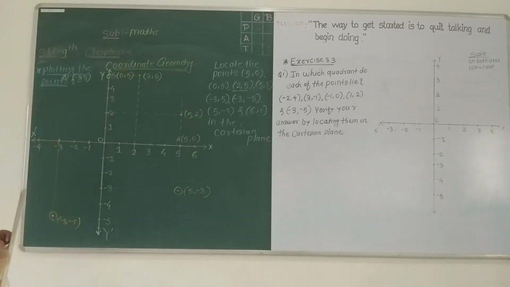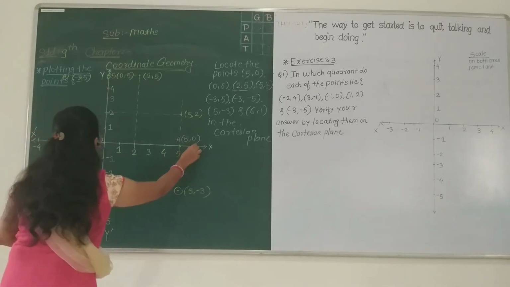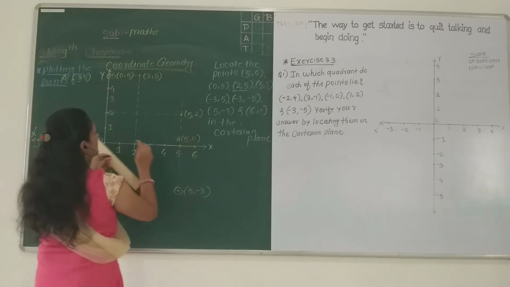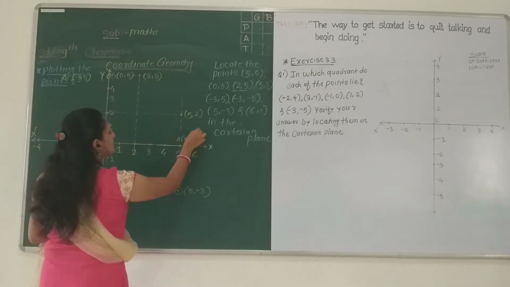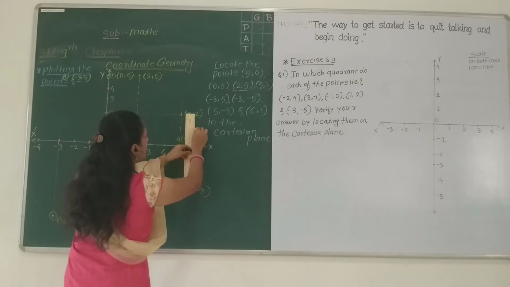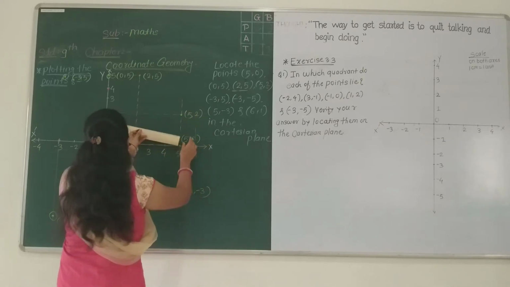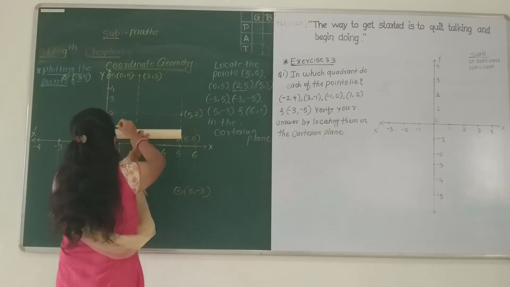And the last one is (6, 1). On the x-axis 6 and on the y-axis 1. So this point. Here 6 and taking the distance as 1.